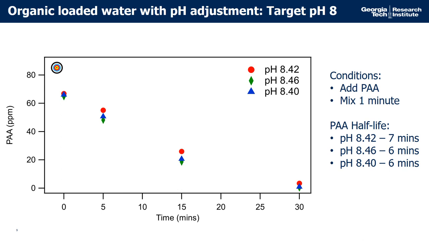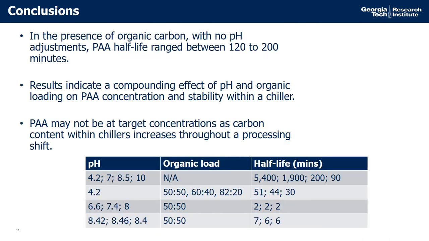There is an initial loss of 21 to 24% of PAA within the first minute. For each of the studies, there was little to no PAA within 30 minutes of the addition of the initial PAA. The average half-life of these samples was calculated to be about 6 to 7 minutes. There's still much work that needs to be done in order to understand these effects, but initial results raise some real concerns on current PAA usage as an antimicrobial in poultry chillers today.